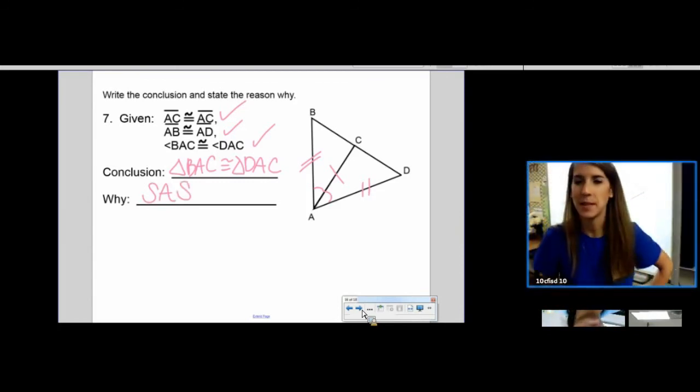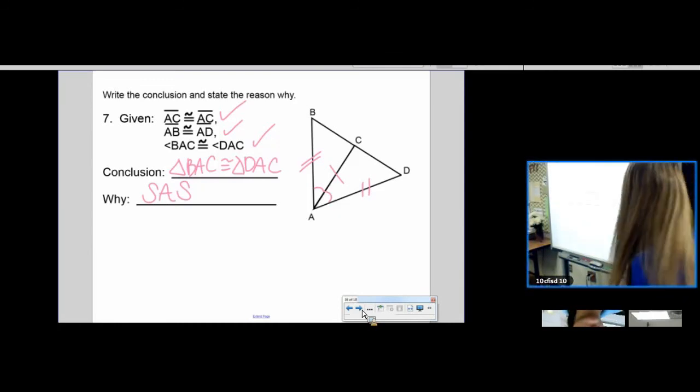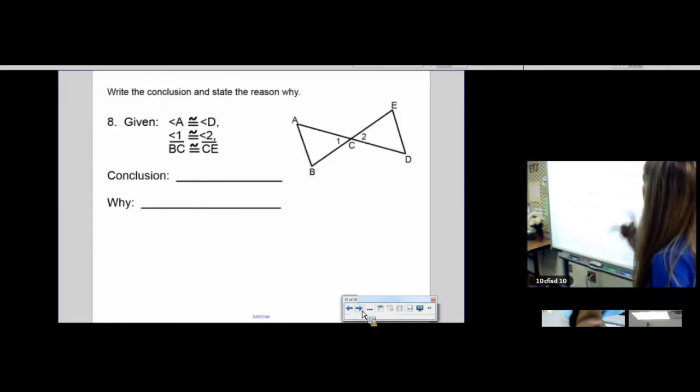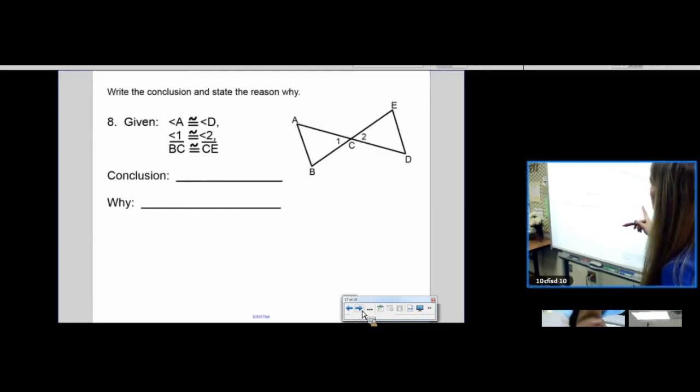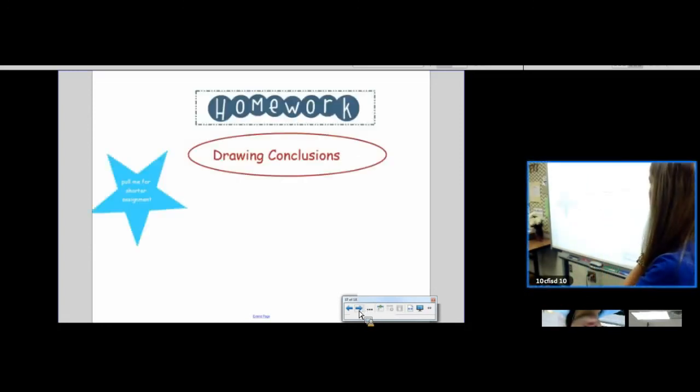We didn't do any CPCTC ones. I wonder if I still have more, if I'm still lying to you. Do we? Oh, that one's just another one where it's going to be angle, side, angle it looks like. Let's see if I have a CPCTC one. No, I don't.